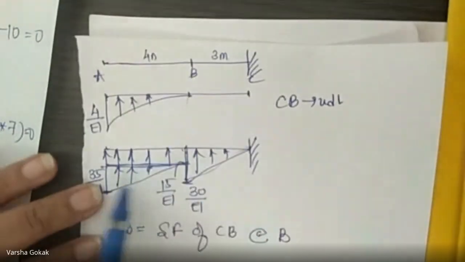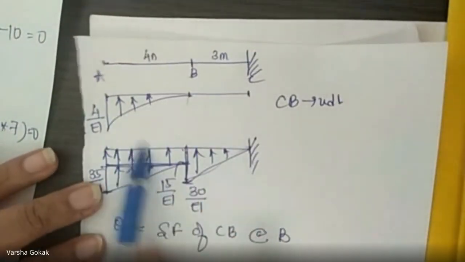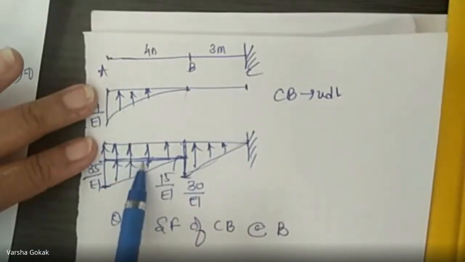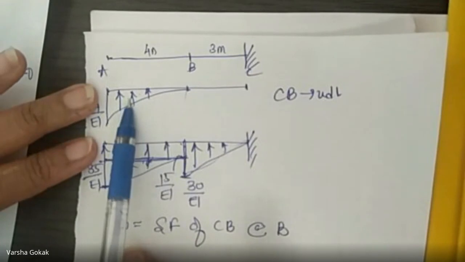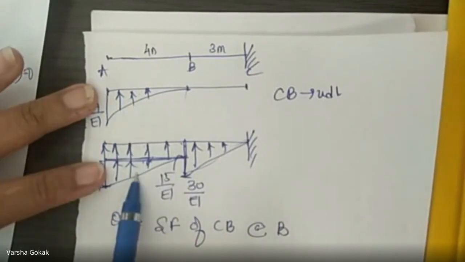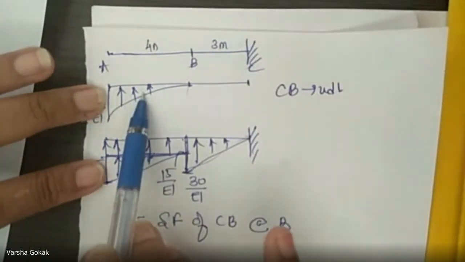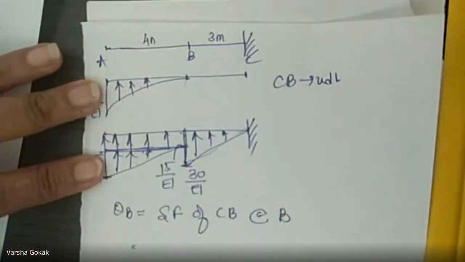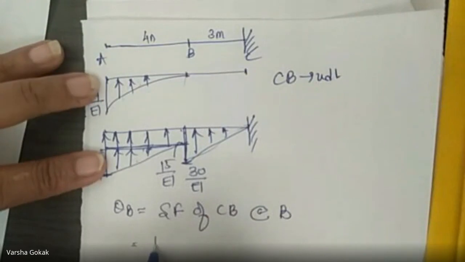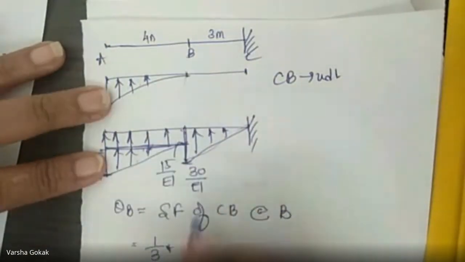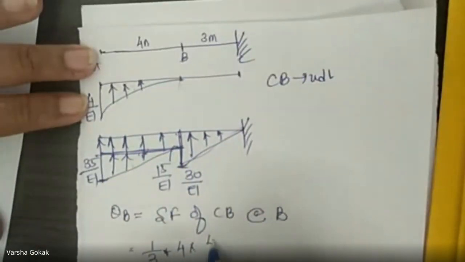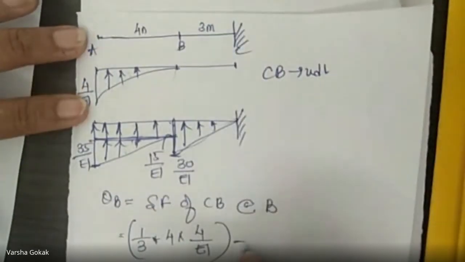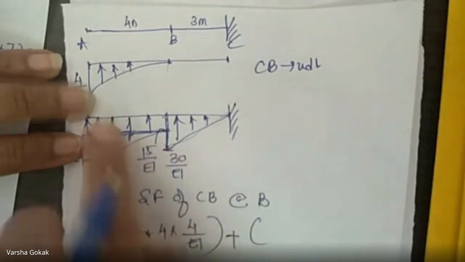I have to take this value and this value, both I have to consider, of this diagram and of this diagram. That is, one parabolic, one rectangle and one triangle. So the area of this is 1/3 base into height. I'm calculating shear force, coming from this end. Shear force at B: 1/3 base is 4, height is 4 by EI. Only the areas I want for shear force. Plus the area of the rectangle.